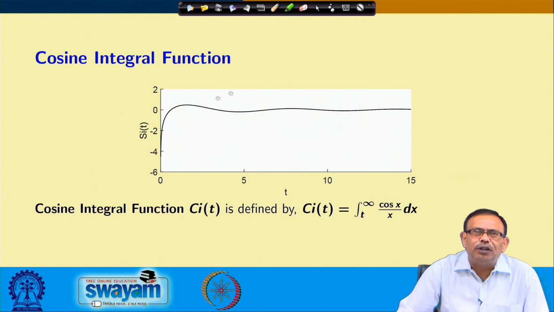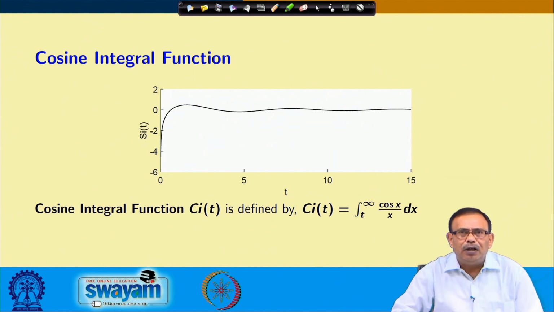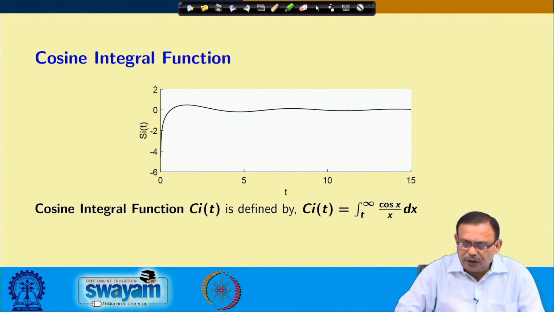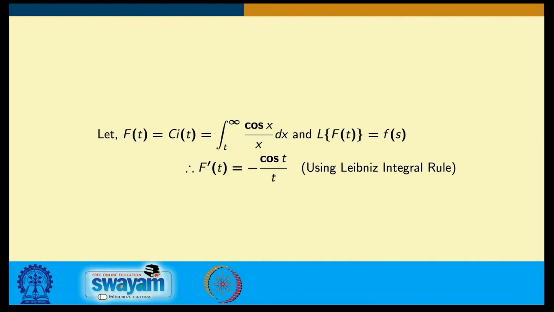The graph you are seeing here is moving across like this, and the cosine integral function is defined by Ci(t) equals the integral from t to infinity of cos x by x dx. Now, the solution procedure will remain the same. Suppose your f(t) is the integral from t to infinity of cos x by x dx and the Laplace transform of f(t) is F(s).